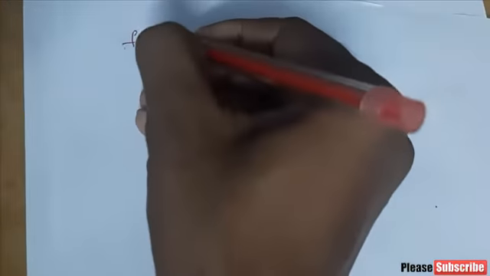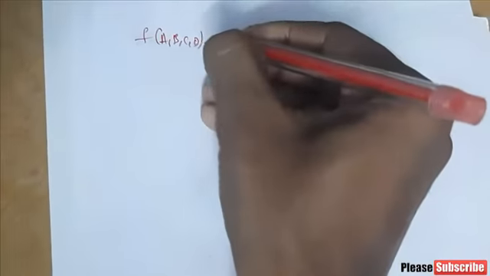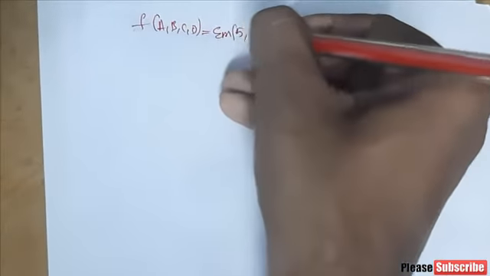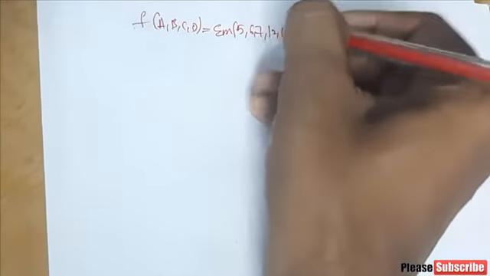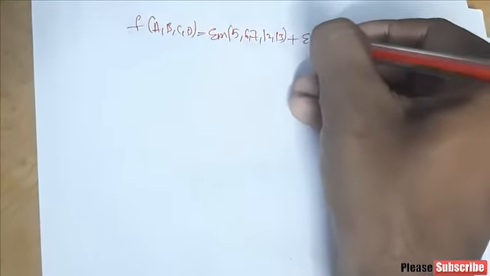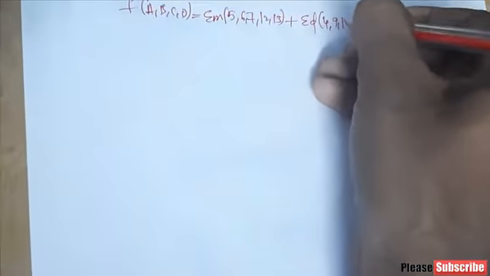Let's see another example for the don't care conditions. Then you will clearly get how you do the don't care conditions. F of a, b, c, d is equal to summation of m 5, 6, 7, 12, 13 plus summation of d 4, 9, 14, 15.